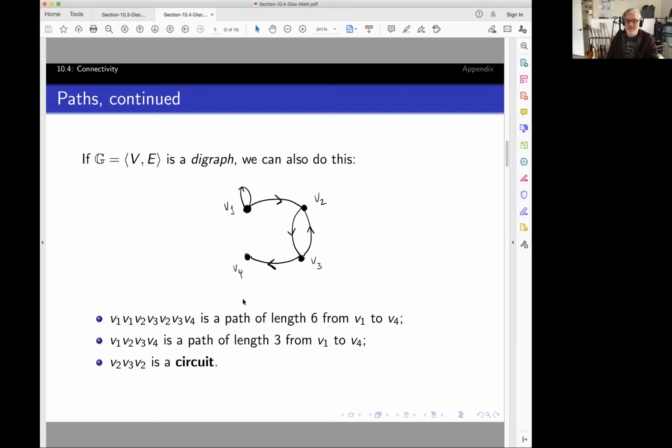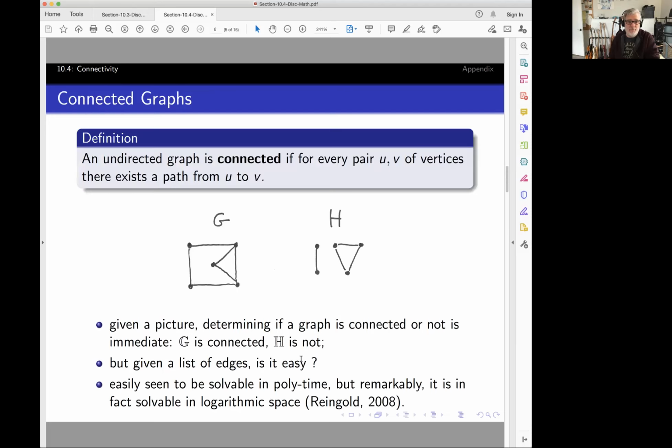So here's one: V1, V1, V2, V3, V2, V3, V4. This is a path of length 6 from V1 to V4. Notice that I looped in V1 here, right? That's 1, 2, 3, 4, 5, 6. And again, if you start and end in the same place, you call that a circuit. Just a name. So the length is just the number of edges, arcs that you're using.